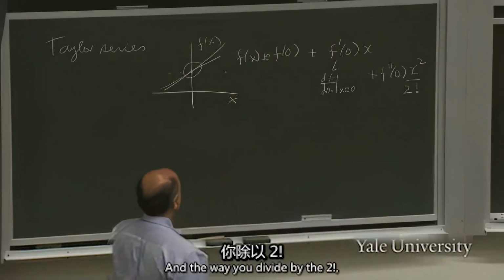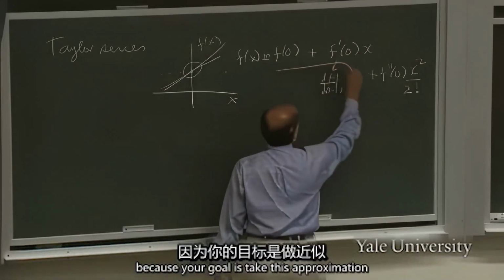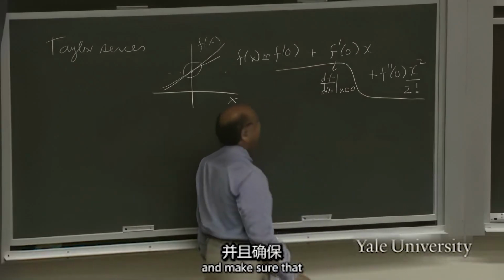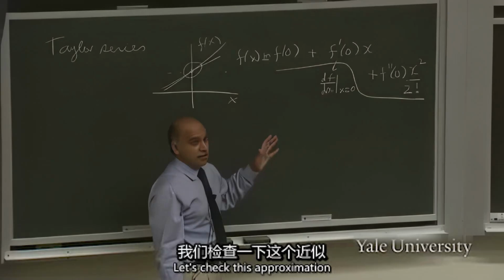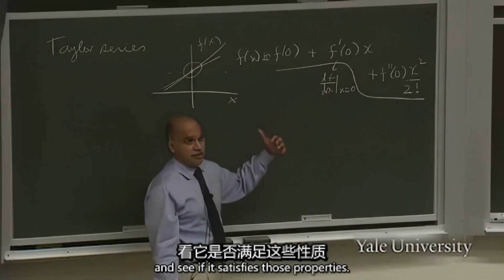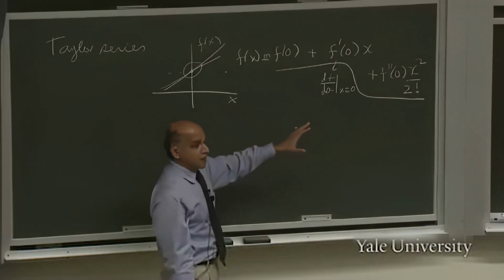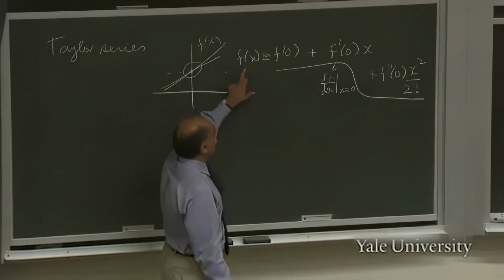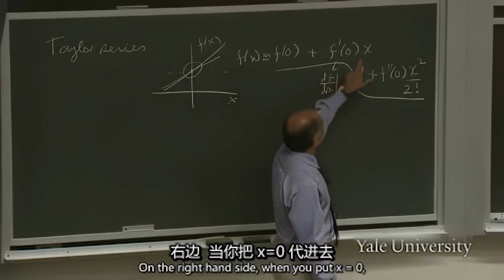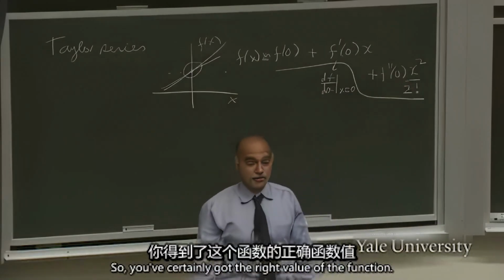Now, why do you divide by the 2 factorial? Because your goal is to take this approximation and make sure it has whatever you know about the function built into it, right? Let's check this approximation and see if it satisfies those properties. First of all, at x equal to 0, let's compare the two sides. At x equal to 0, the left-hand side is f of 0. On the right-hand side, when you put x equal to 0, you kill this and you kill this, and it matches. So you certainly got the right value of the function.